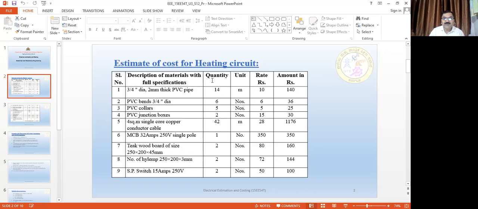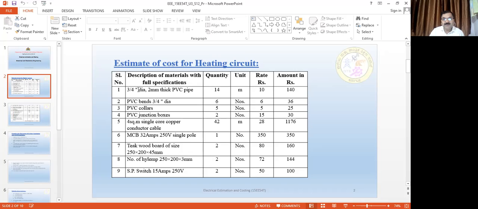And then the third column represents the quantity, and the fourth represents the unit of these materials. The next one is the rate per unit, and the last column represents the total cost of this material for this much of quantity. So now let us see one by one. The first item is three-fourth inch diameter, 2 mm thick PVC pipe.